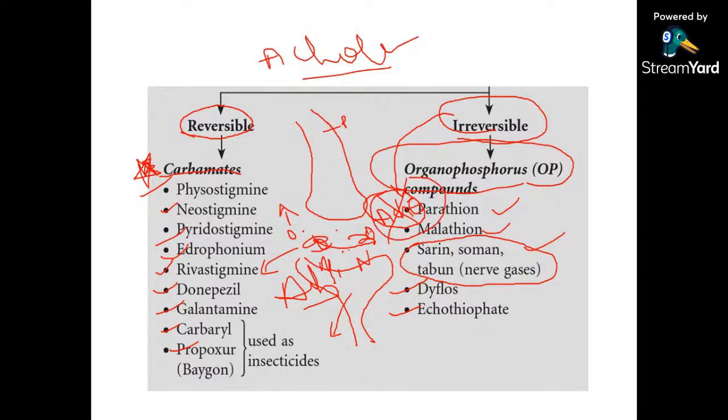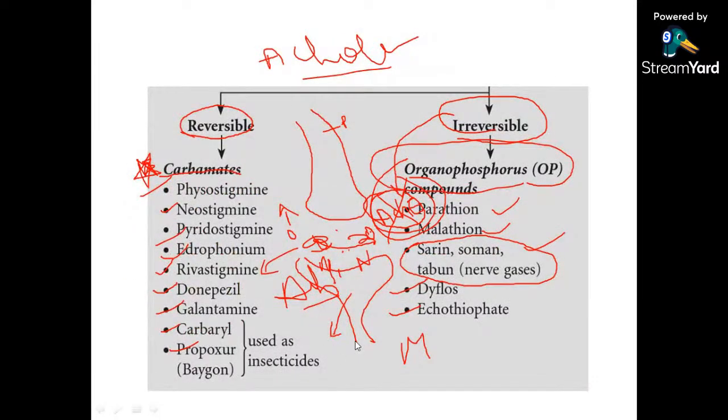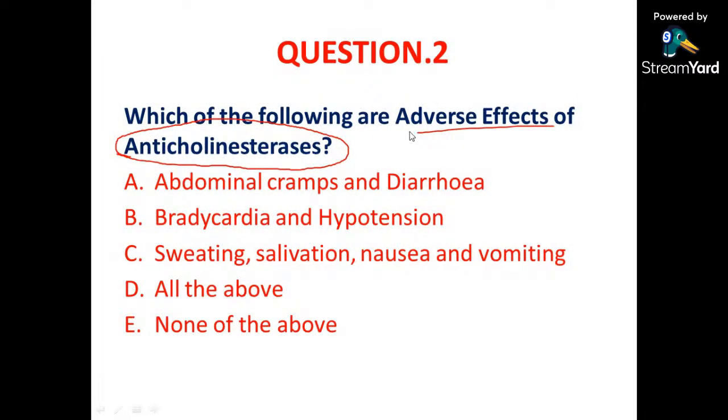Now, when this enzyme is inhibited, acetylcholine activity increases. When acetylcholine activity increases, all muscarinic and nicotinic actions will be increased. What will be the actions of muscarinic and nicotinic receptors? All M1, M2, M3, M4, M5 actions will be increased, and it will show all the actions of acetylcholine. So all acetylcholine actions will be the adverse effects of the anticholinesterases.